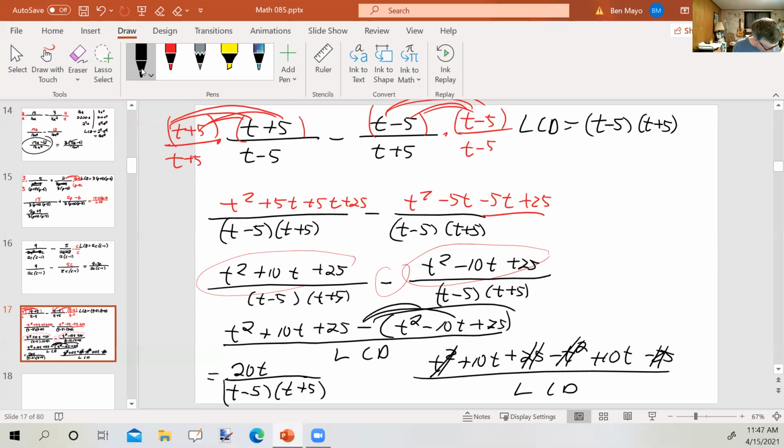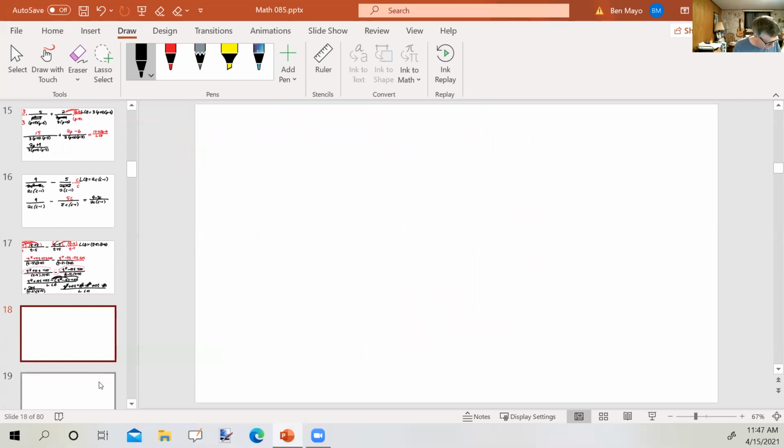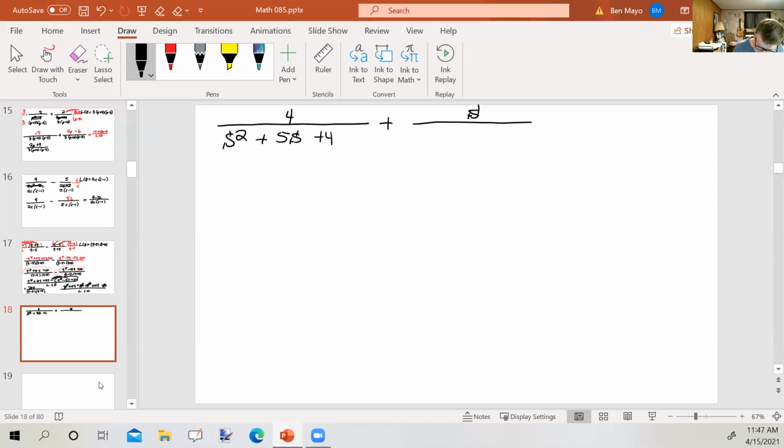All right, let's take a look at another problem. This is, let's see, 4 divided by s squared plus 5s plus 4, plus s divided by s squared plus 2s plus 1.